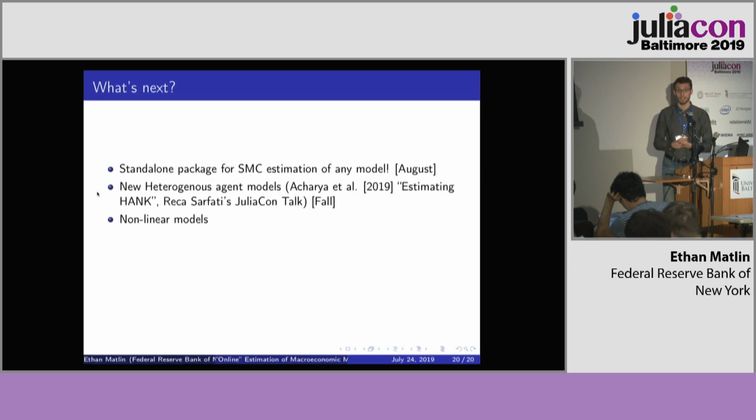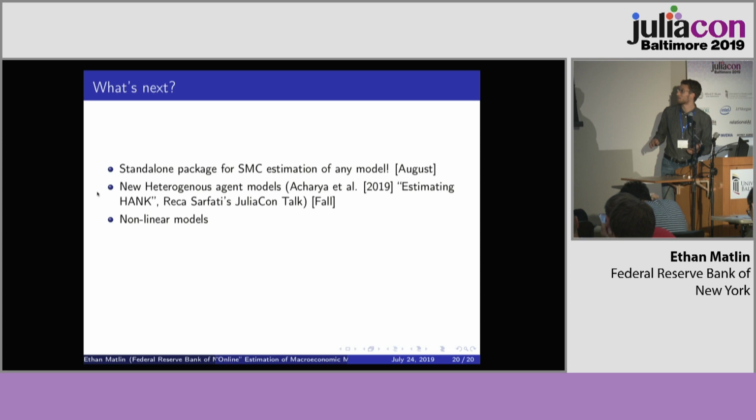So what's next? We're planning on making a standalone package for SMC for any model. Right now you can estimate any DSGE model, any model that you write in our way of writing models, which doesn't have to be a DSGE model, but you just have to write it like one basically. But this algorithm can be applied to anything as long as you have parameters and you want to estimate those parameters using Bayesian methods, and you can specify a prior. This algorithm should work. So we're going to release, hopefully by August, a standalone algorithm for anyone to use.